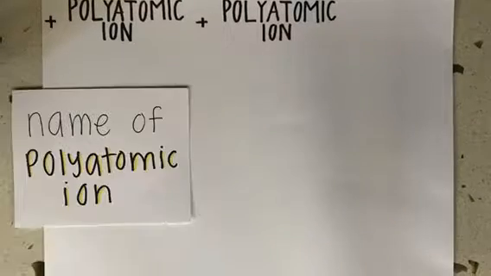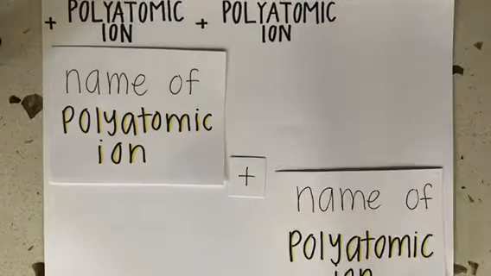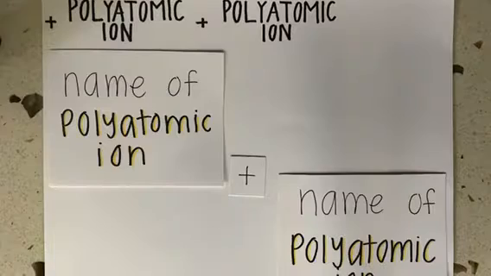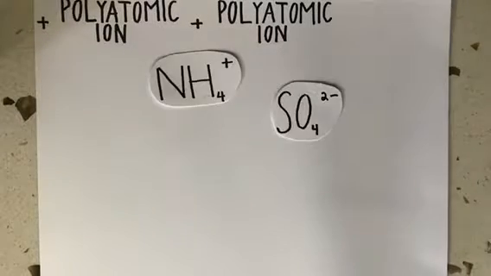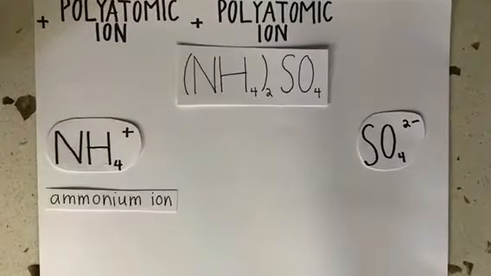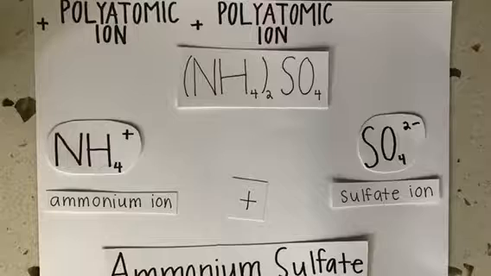Naming an ionic compound formed from 2 polyatomic ions is very easy. All you have to do is name the compounds in the order they appear in the chemical formula. For example, (NH4)2SO4 can be broken up into ammonium ions and a sulfate ion. Therefore, the name of this compound is ammonium sulfate.